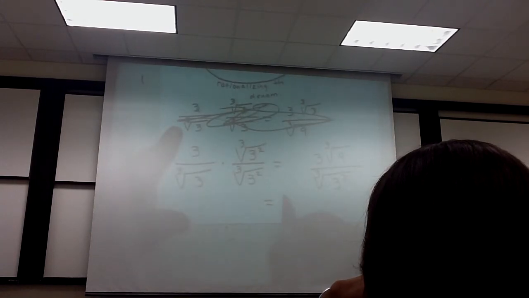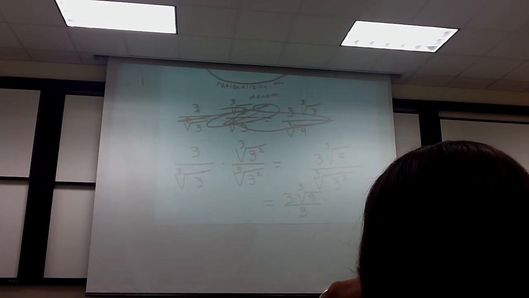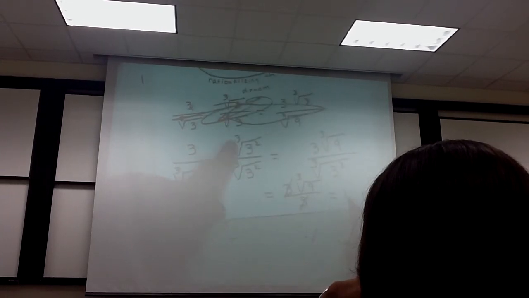So I get 3 times the cube root of 9 over 3. I have rationalized the denominator. Am I through? What else can you do? That's right. Do what you've done with fractions since a long time ago. If I have a common factor top and bottom, they're out of here. So my final answer, cube root of 9.